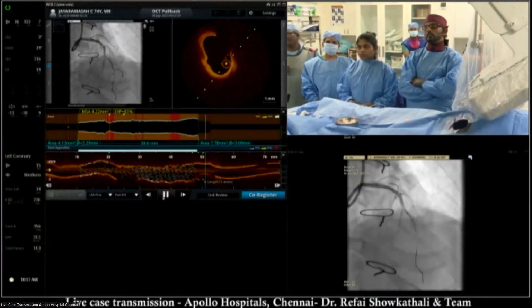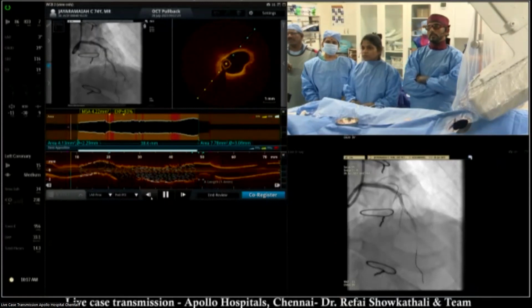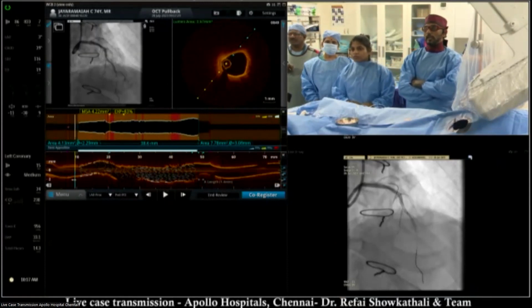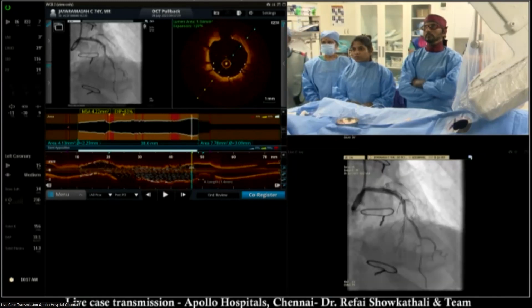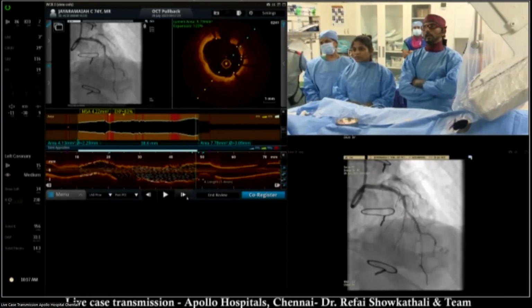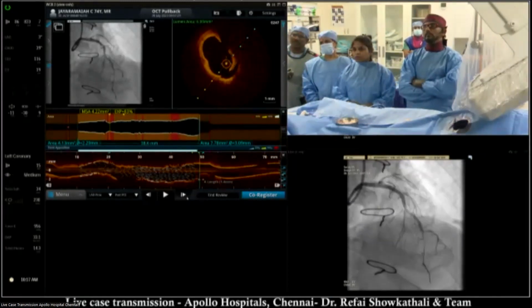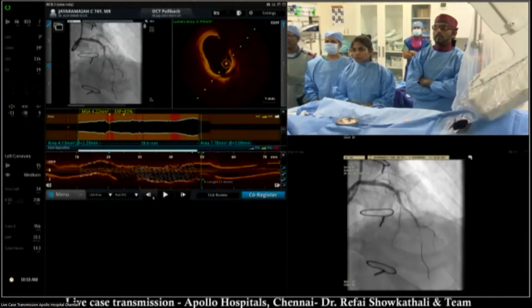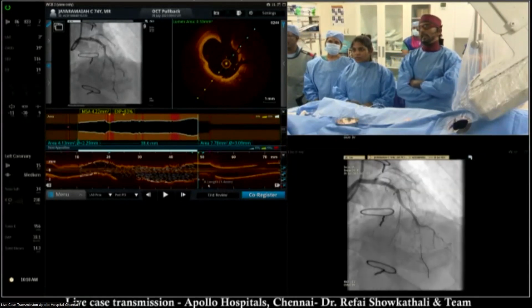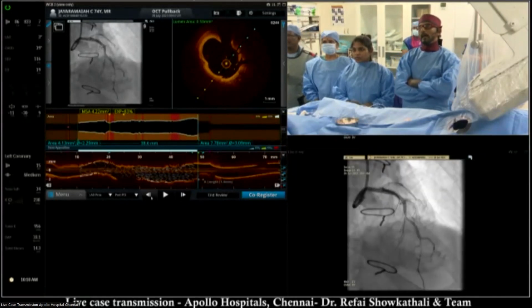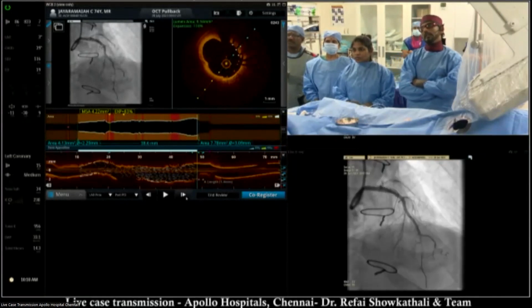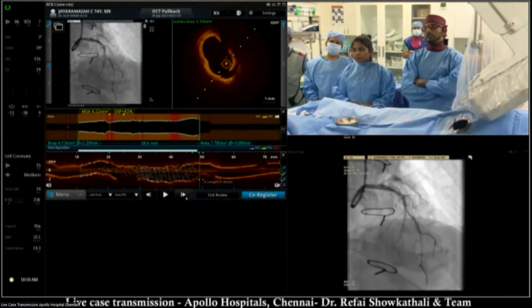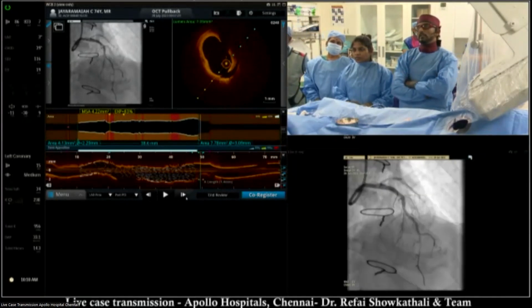So this is the proximal edge of the stent. There you can see a slight dissection at the proximal stent edge. We have an area of around 9.7. Now the length of the dissection is less than 2 millimeter, and it is mostly an intimal dissection. Here you can see the media is still intact.